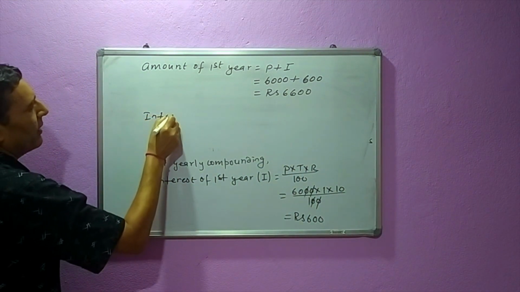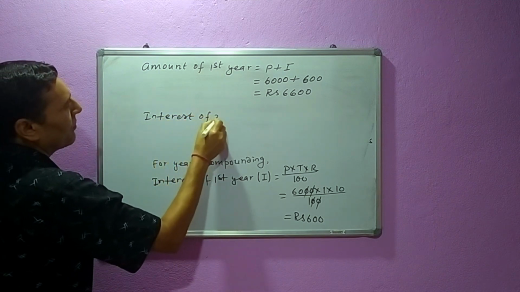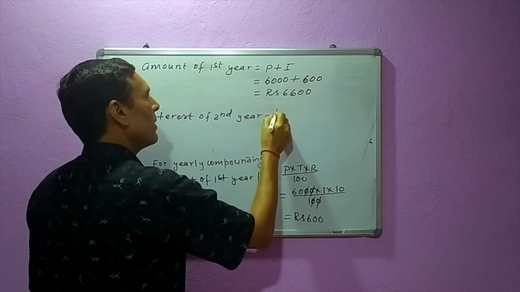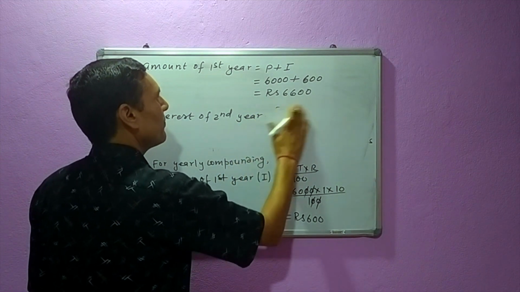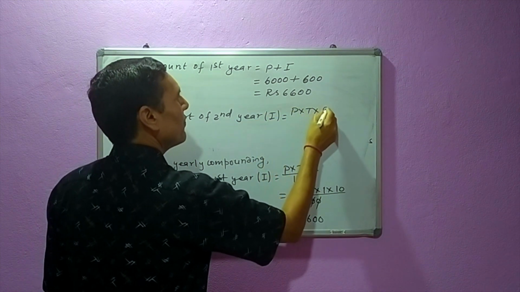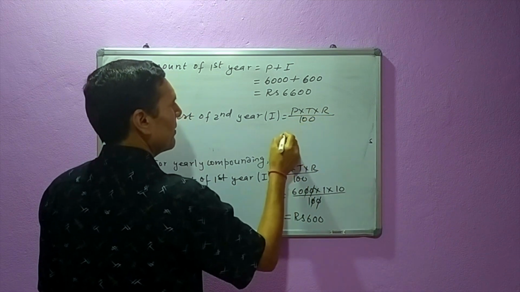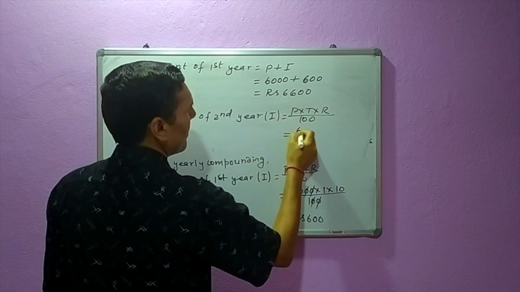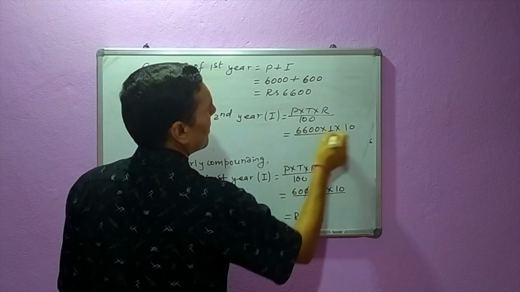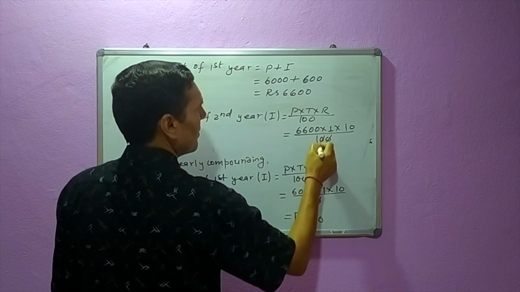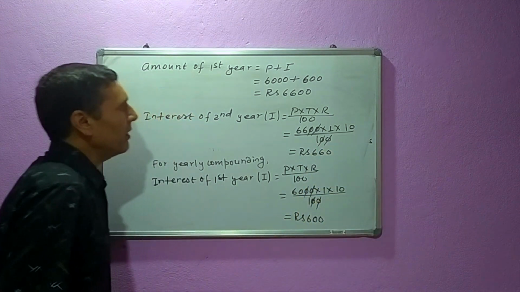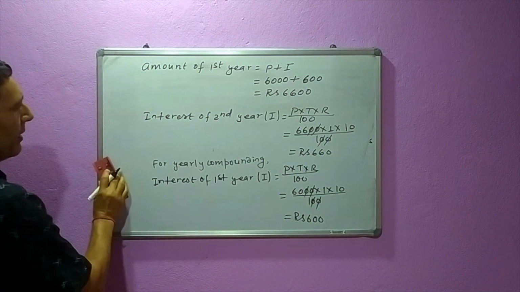So interest of second year, again using the same formula, I is equal to P into T into R upon 100. This time P is 6600, T is 1, R is 10 upon 100. So we get 660. This is the interest of the second year.